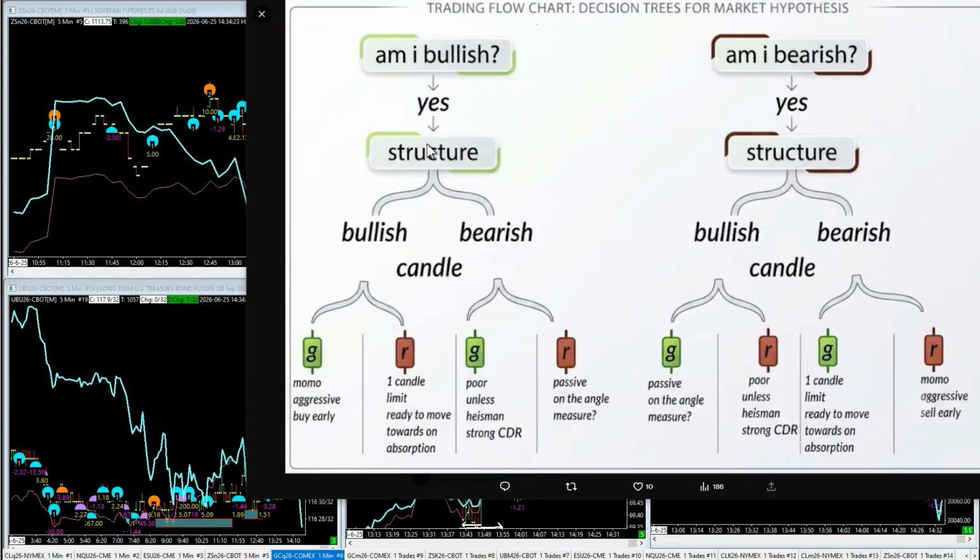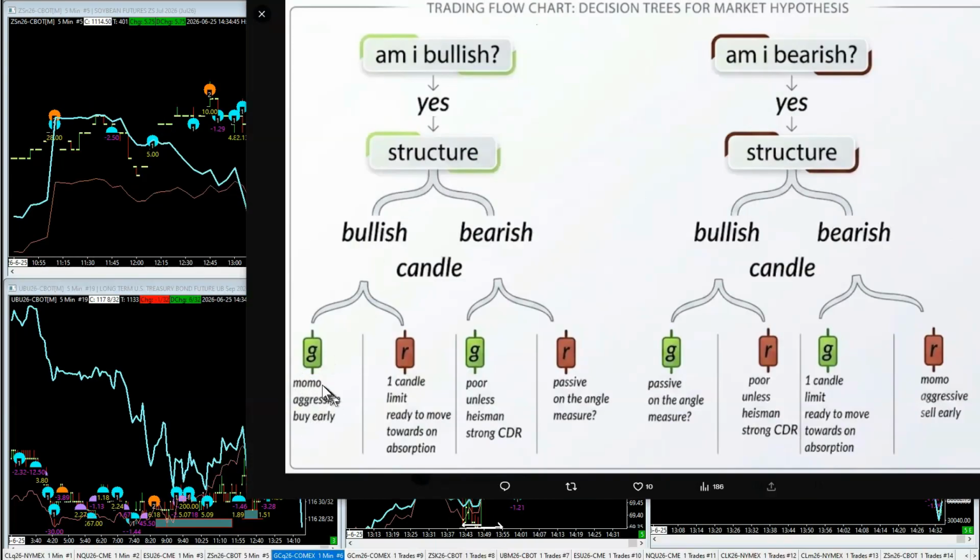Is the structure bullish, yes or no? Is the structure bearish, yes or no? So a bullish structure, a bearish structure. If you're bullish and you've got a bullish structure, then of course that takes you to this momentum trade here: aggressive, buy early, momentum trade setup.